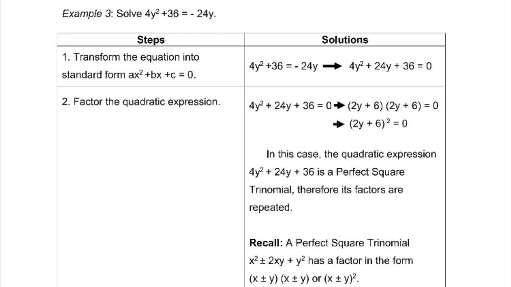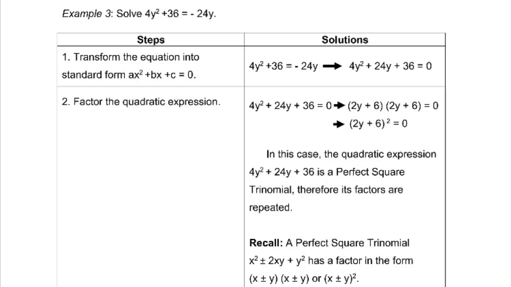Solve for 4y squared plus 36 equals negative 24y. So first, you are going to transform this one to standard form by transposing negative 24y to the left side. So this will become 4y squared plus 24y plus 36 equals 0. Then factoring the quadratic expression.